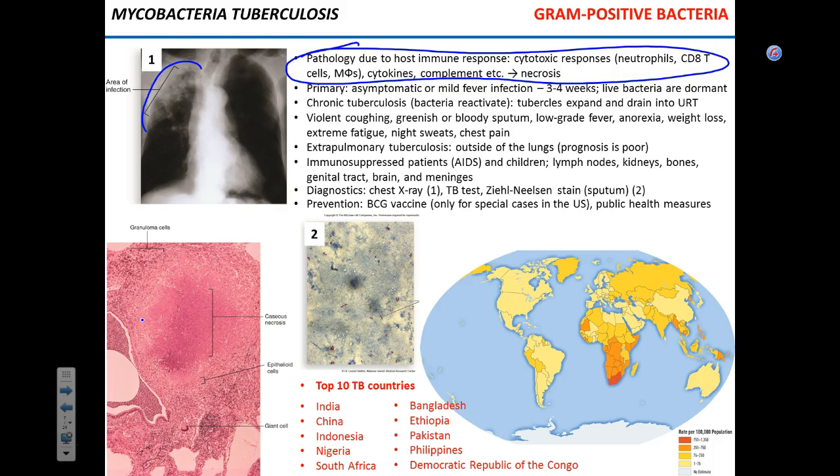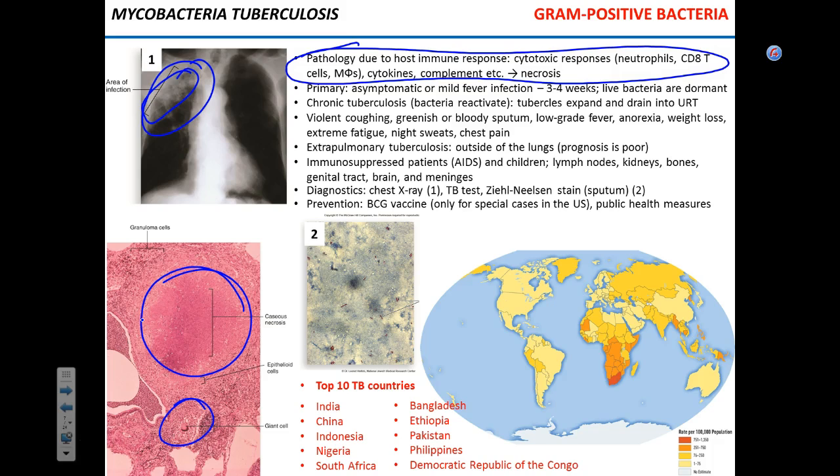On the X-ray, lobar infection tuberculosis manifests as a white inflammatory area in the lung, and when macrophages are infected with Mycobacterium, they assemble together, they form that necrotic center of the granuloma, okay, where sometimes you can see characteristic giant cells and granuloma cells.